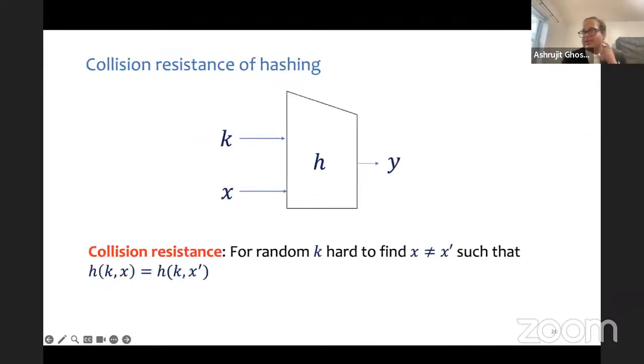The security property I will focus on is called collision resistance. It's one of the most basic properties of any hash function. It requires that, given a randomly sampled key, it must be hard for any efficient adversary to find two different inputs that hash to the same output. Almost all applications of hash functions require this property to hold.